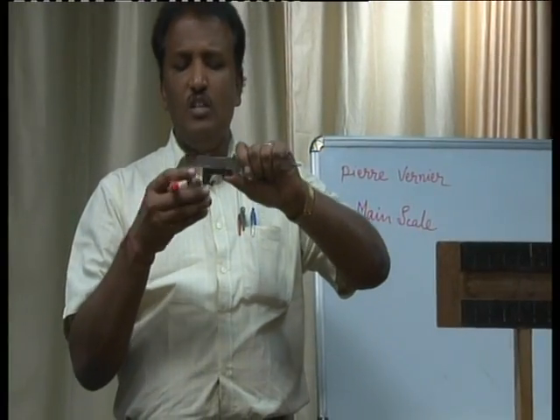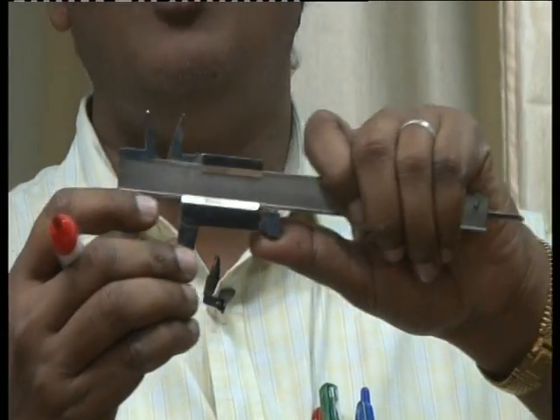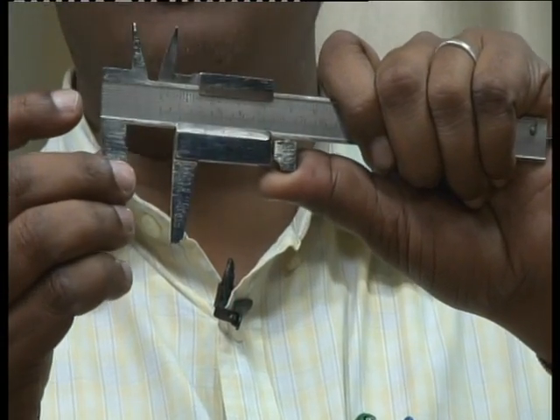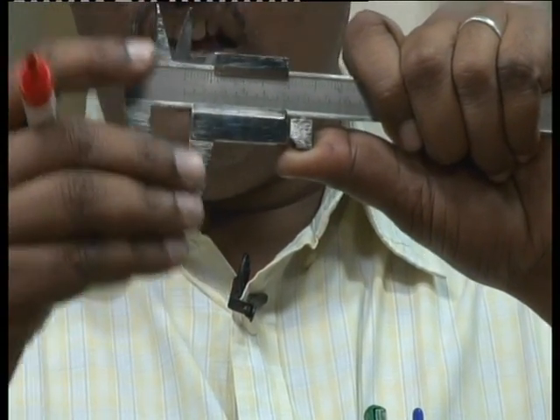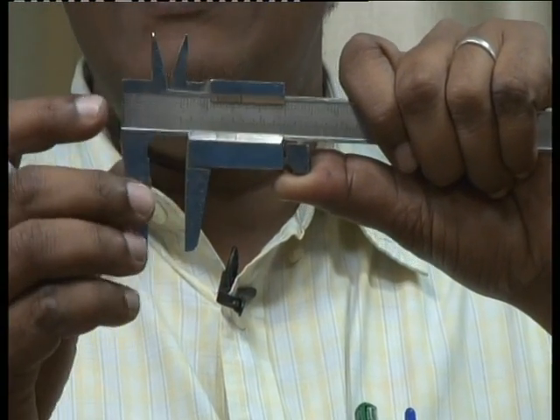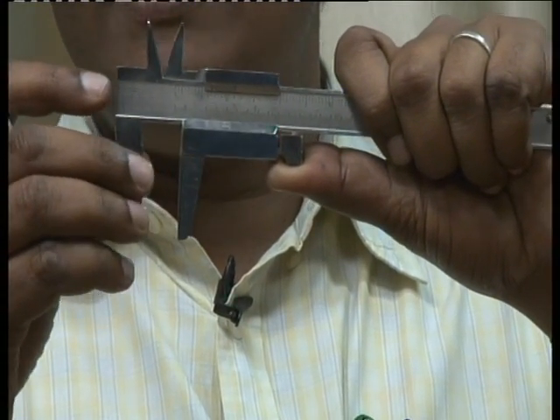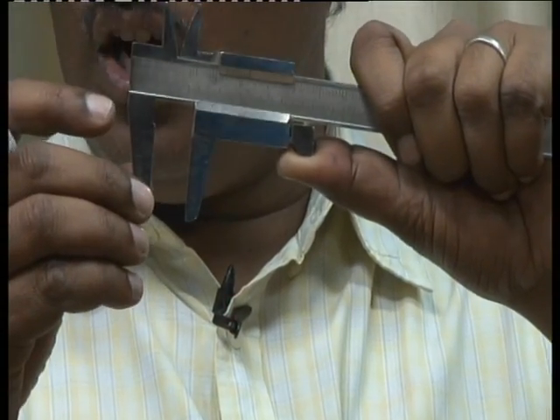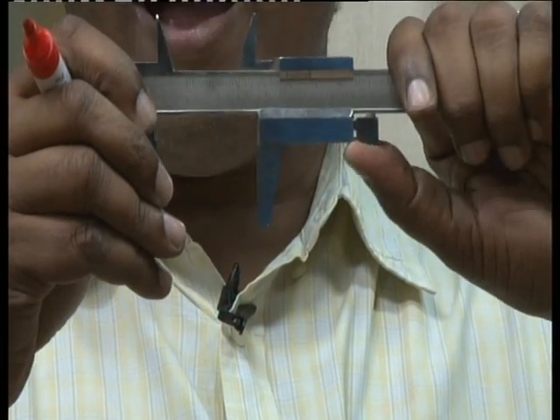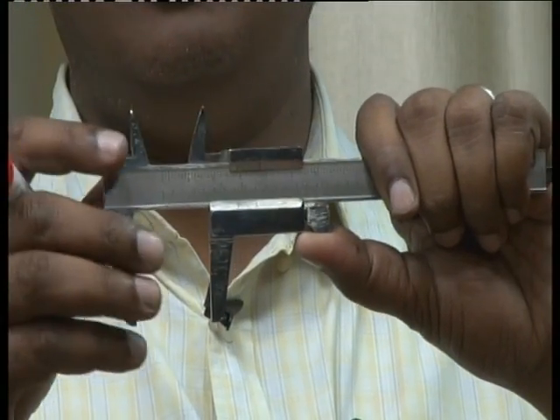Observe here. These two portions are in the form of jaws. That's why these two are called the jaws. These two portions are called the lower jaws. These two portions are called the upper jaws. Since this jaw is unable to move, it is called the fixed jaw. Since this jaw can move either in the forward direction or in the backward direction, this jaw is called the movable jaw.